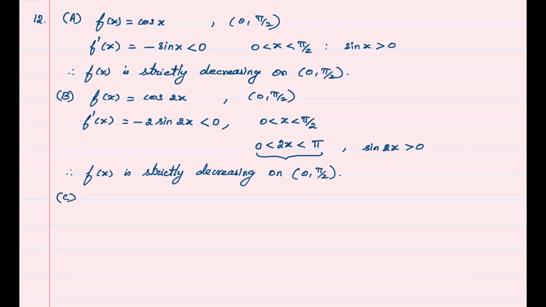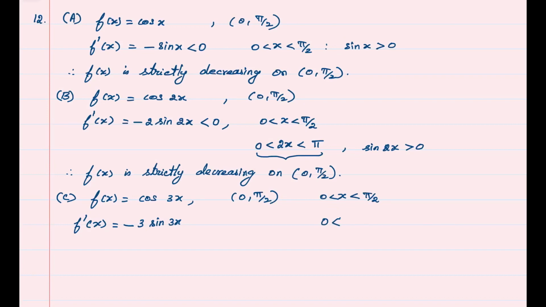Now, C subdivision, f of x is cos 3x and the given domain is open interval 0 to pi by 2. Let us find f dash of x, which is minus sin 3x into 3, since 3x has to be differentiated. Now look at the given domain, 0 less than x less than pi by 2. Here we have 3x. Let us multiply the whole inequality by 3. 0 times 3 is 0. 3x less than 3 pi by 2. 0 to 3 pi by 2 is the first three quadrants.